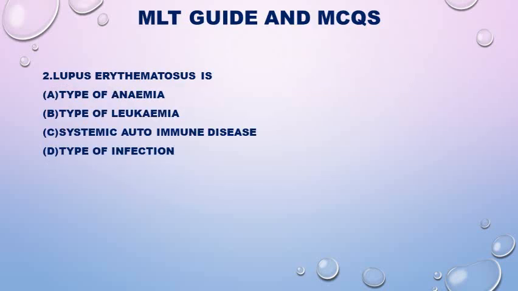2. Lupus erythematosus is options A. Type of anemia, B. Type of leukemia, C. Systemic autoimmune disease, D. Type of infection. And the answer is C. Systemic autoimmune disease.